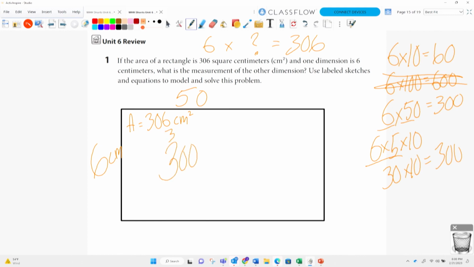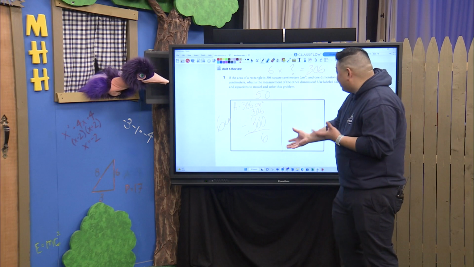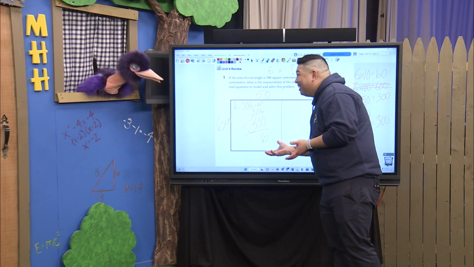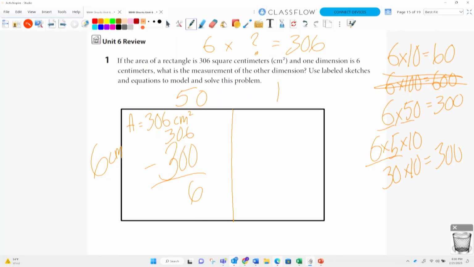So if we took 306 and subtracted 300 from that, how much more do we have left? Oh, we only have 6. All we have is 6. So how many groups of 6 are in 6? Oh, 1. So 51. 51 would be our answer.